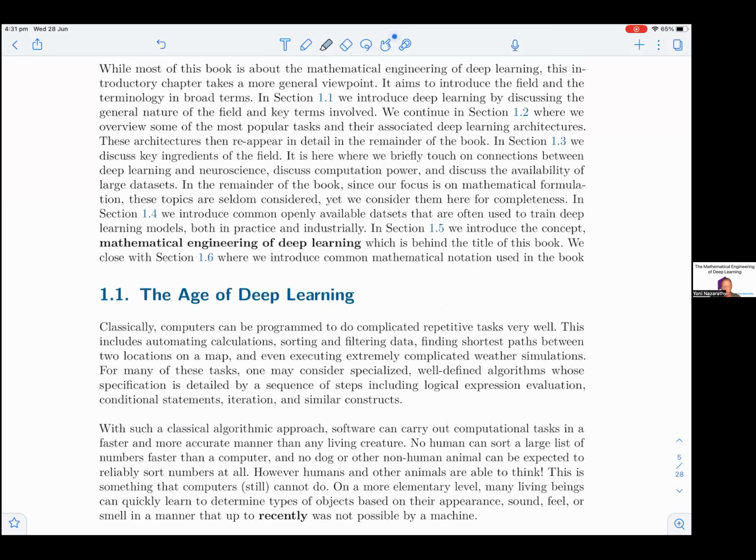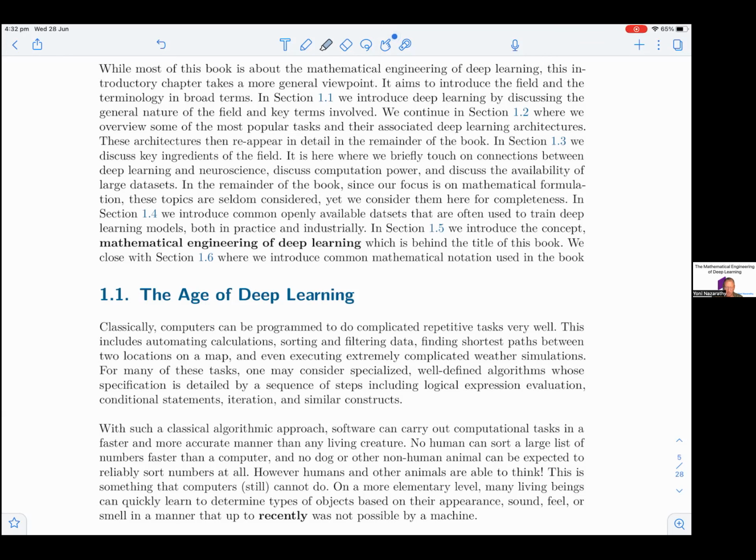While most of this book is about the mathematical engineering of deep learning, this introductory chapter takes a more general viewpoint. It aims to introduce the field and the terminology in broad terms. In section 1.1, we introduce deep learning by discussing the general nature of the field and key terms involved. We continue in section 1.2, where we overview some of the most popular tasks and their associated deep learning architectures. These architectures then reappear in detail in the remainder of the book.